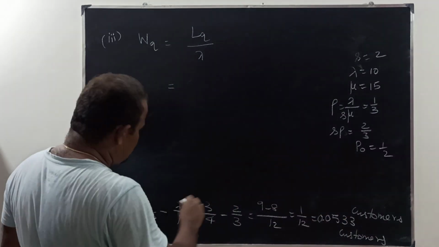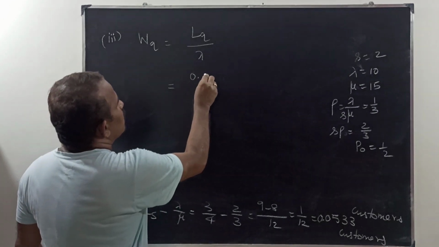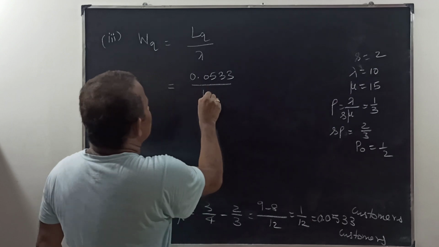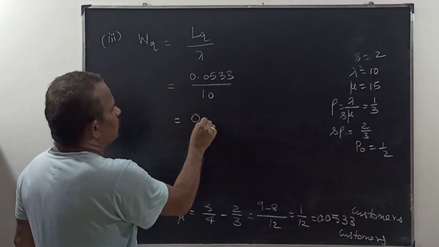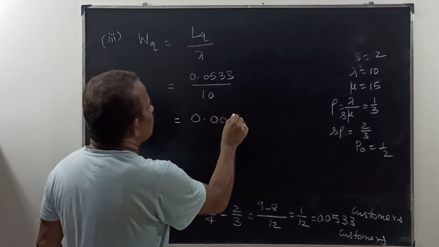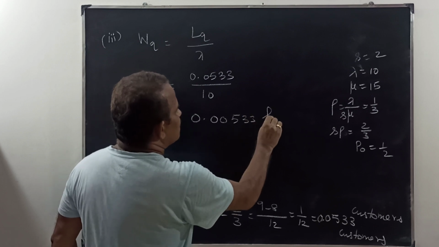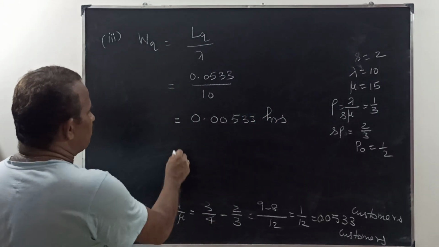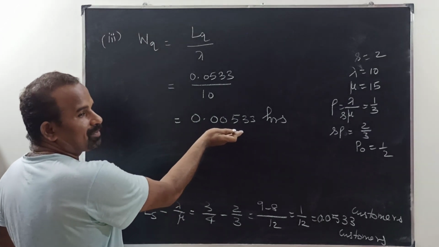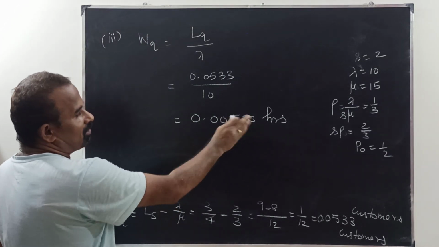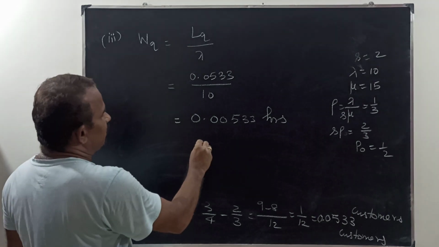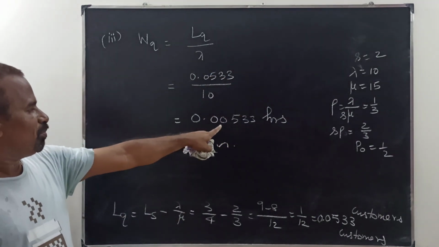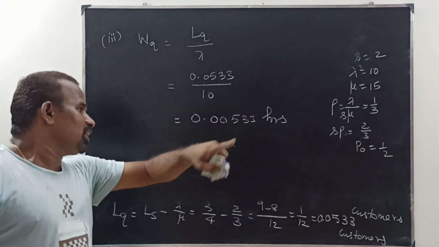So LQ is nothing but 0.0533 divided by lambda, which is 10, so this is equal to 0.00533 hours. We can convert this into minutes by multiplying by 60. So the waiting time in the queue is nothing but 0.00533 hours. Okay. Thank you.